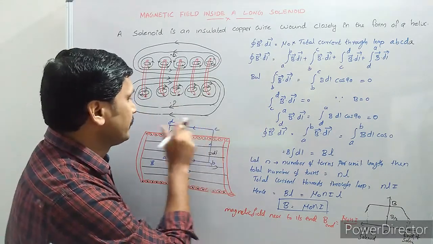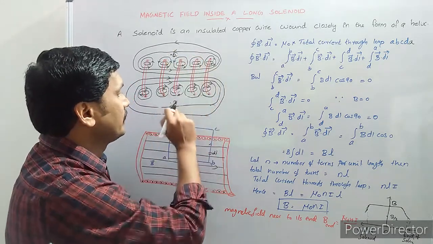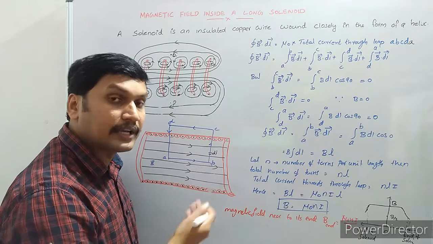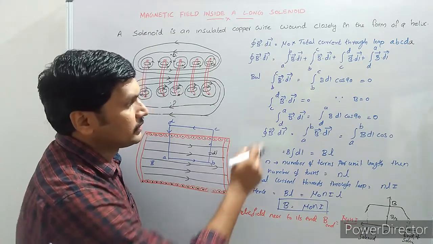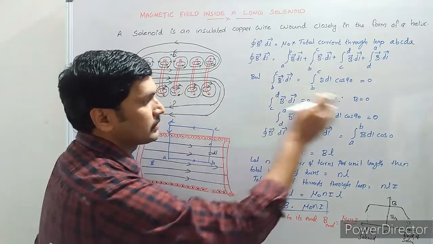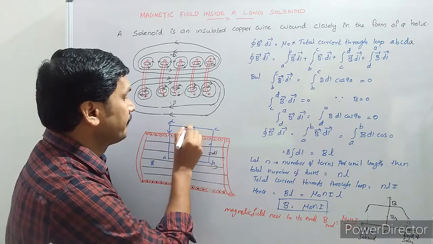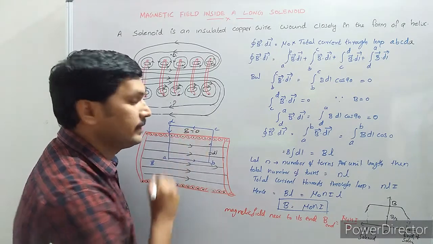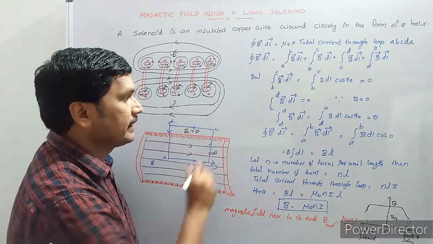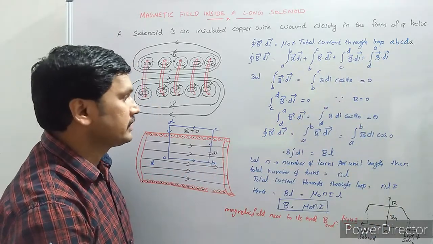And what about C to D? We have an assumption. The magnetic field outside the solenoid is very weak or tends to 0. So B equals 0. From C to D, B dot dl is equal to 0 because B equals 0 outside the solenoid. In this region, B is equal to 0. That's why this term is also 0.